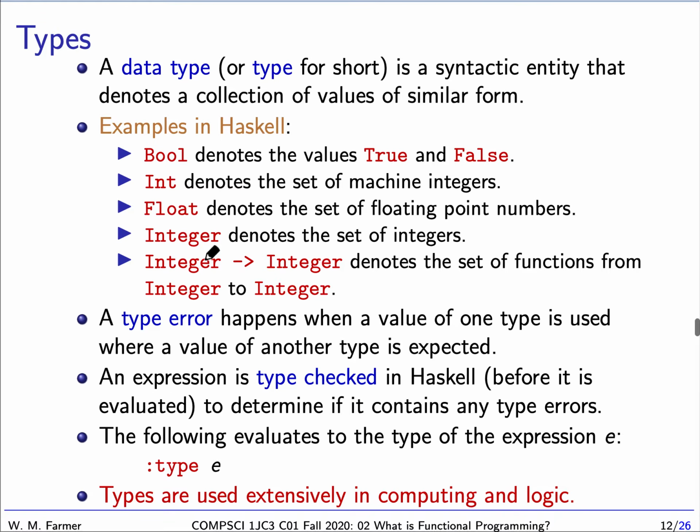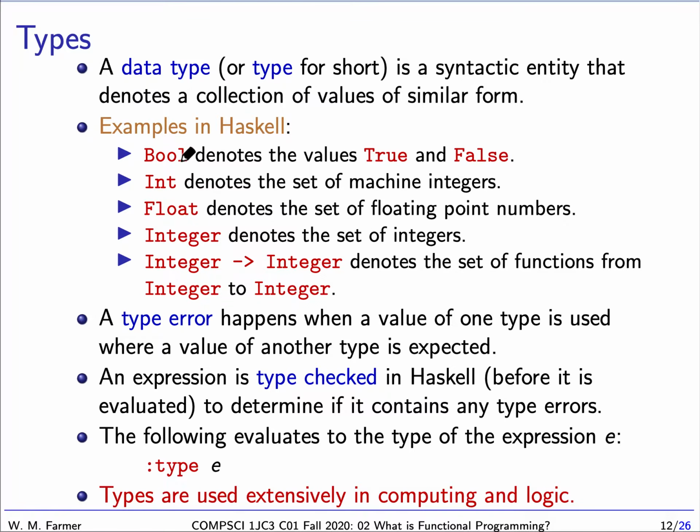Okay, so as I said, we have values, and we have expressions that denote values. Now we have another kind of thing called types. These are data types, but we'll call them just types for short. Types are also syntactic entities, but they denote a collection of values, and it's a collection of values that have similar form. So it's not a mishmash of different kinds of values. It's values that have the same form. So here we see several examples in Haskell of different types.